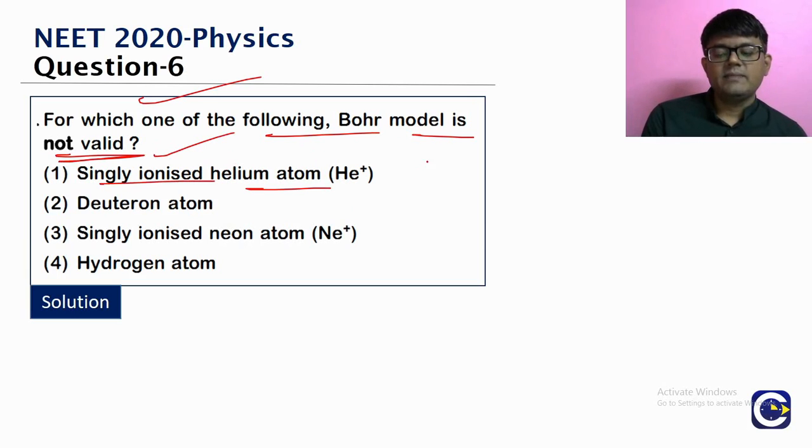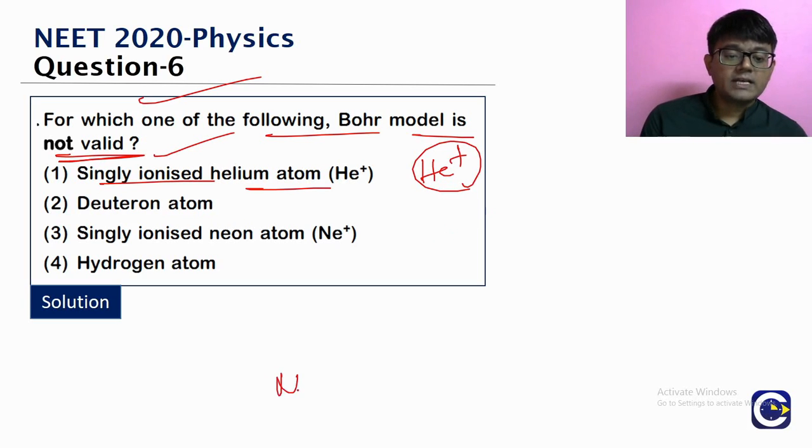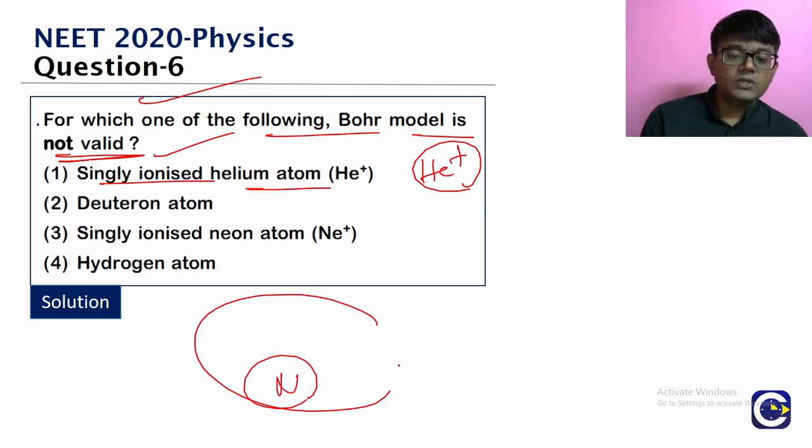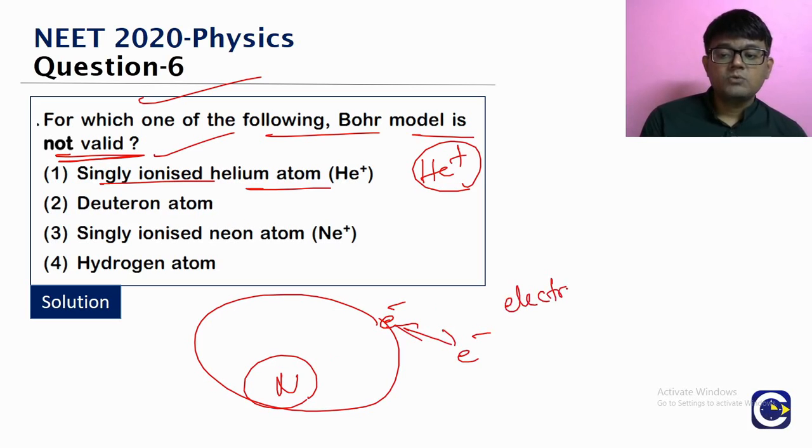Singly ionized helium atom means helium plus. See, for which species is the Bohr's model valid? Bohr's model considers the interaction of the nucleus with the electron. When we do the Bohr's model derivations, we will only consider the electron and the nucleus interactions. We will not consider any electron to electron interactions.